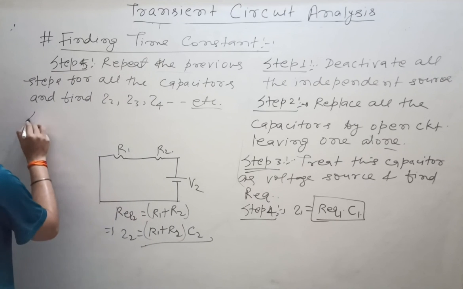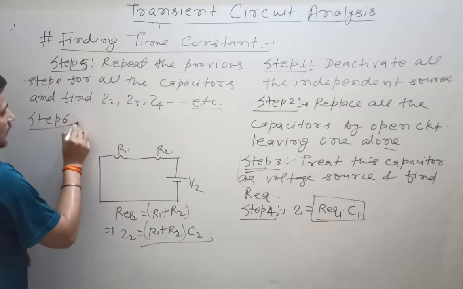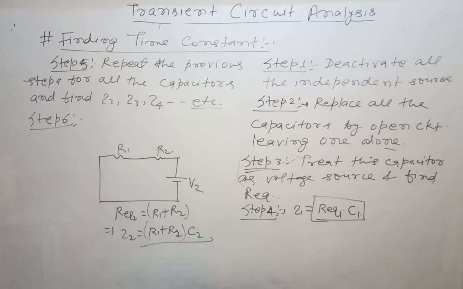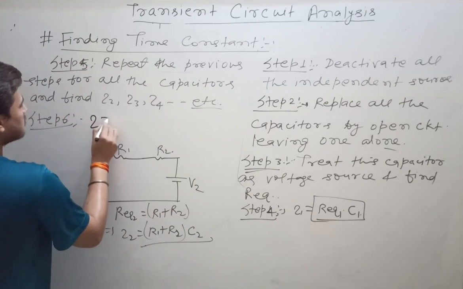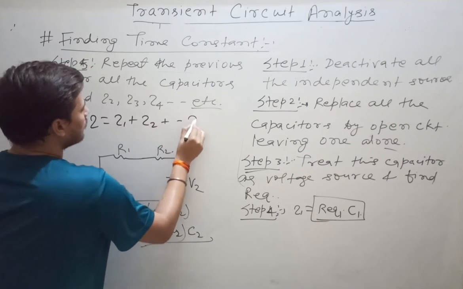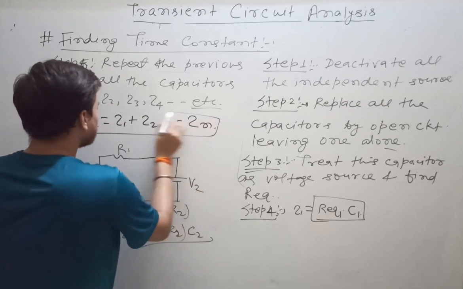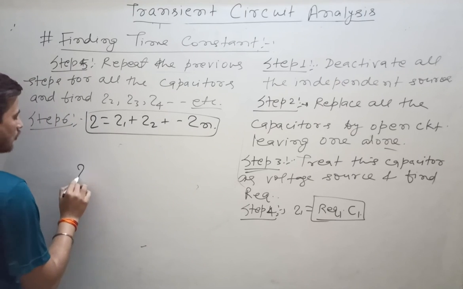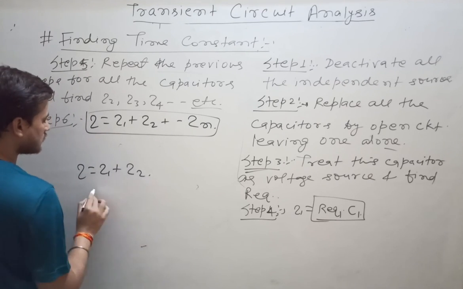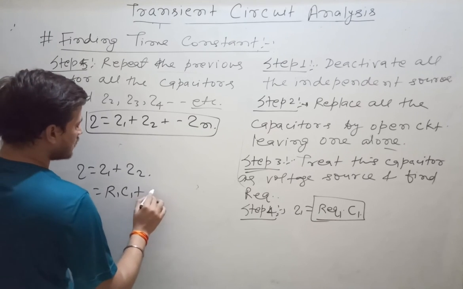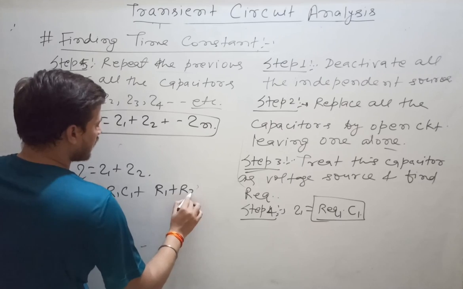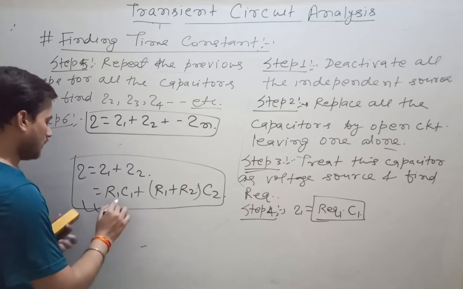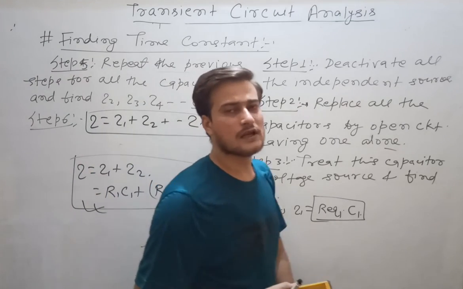So next, step 6. Step 6 is the total time constant, which will be equal to tau 1 plus tau 2 up to tau n. Clear? For this circuit, the time constant tau will be equal to tau 1 plus tau 2, which is R1 C1 plus R1 plus R2 into C2. So this is about how to find the time constant in the case of RC circuit.